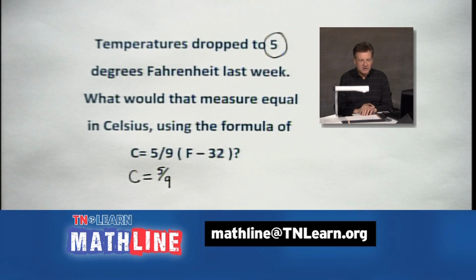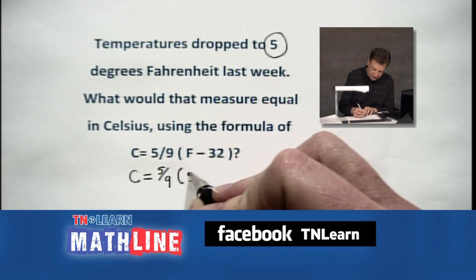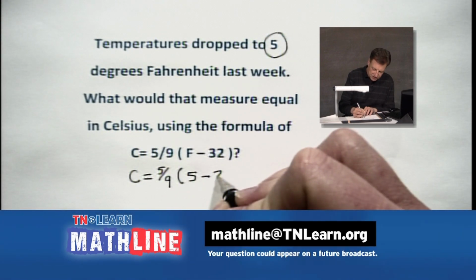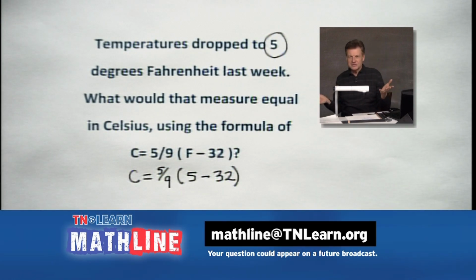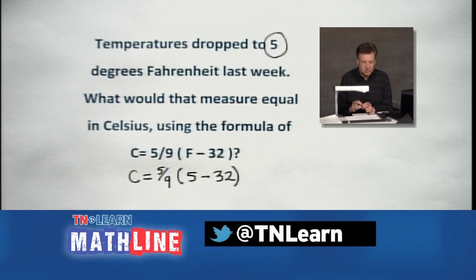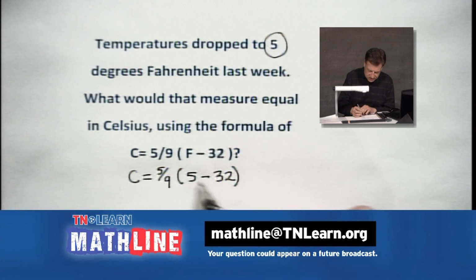5/9. There you go. And now let's replace that F with a 5. And we've got minus 32. So there's your formula. All we did, hey, that was pretty easy, wasn't it? All you have to do is replace a substitution there. And then we go to parentheses first, right? We're going to take care of that first, so let's take care of it.